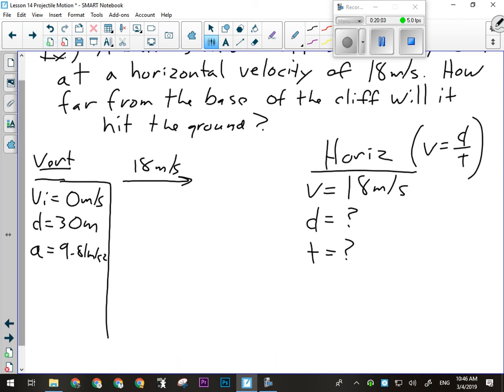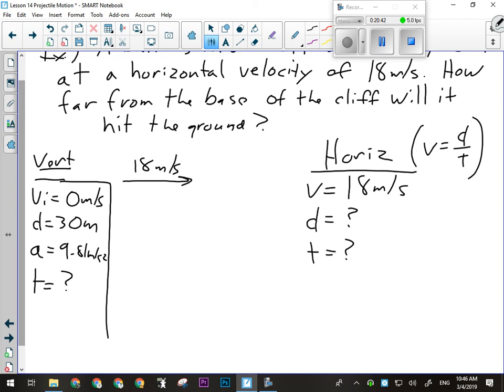So I need time. I need to find out how long this thing is falling for so I can figure out how far it goes horizontally. Can I find that with these three pieces of information? Just a minute ago we said time is the only thing that the vertical and horizontal components share. So if I can find it with one, I can use it for the other. And right now I have VI, A, and D, and I'm looking for T.